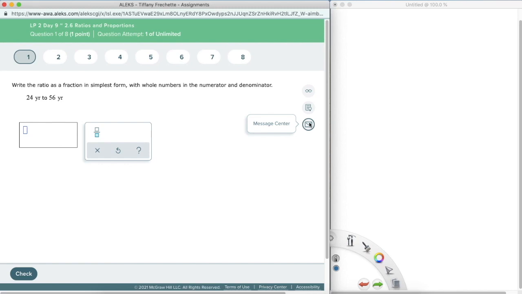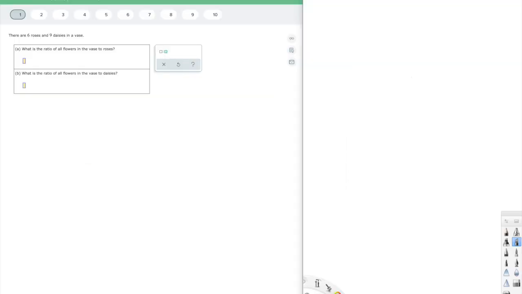Okay, let's go ahead and get started on this guy. All right, so for this first question, we are going to set up a ratio, just comparing these numbers. So it's a simplifying ratio for a real world situation, I believe.